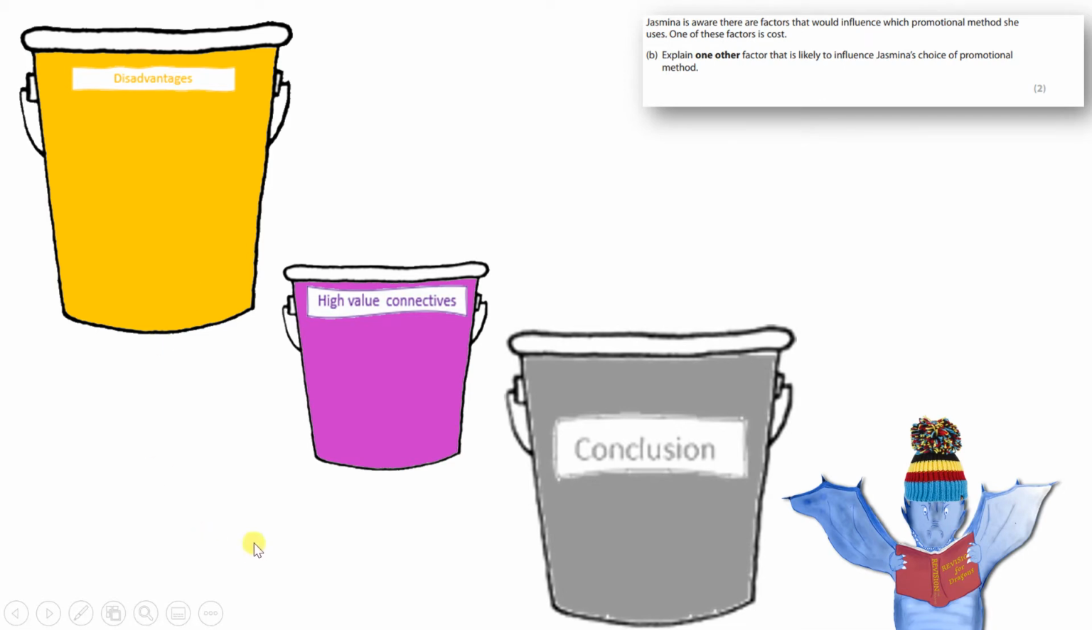So the question says things that are going to influence Jasmina's choice for her promotional campaign outside of cost. Well, here's a sample so far of some of the things we can expect Jasmina to consider. Well, this time I've done it the other way around. I'm looking at the conclusion, or rather the consequences of these actions. So let's look at each of these piece by piece.